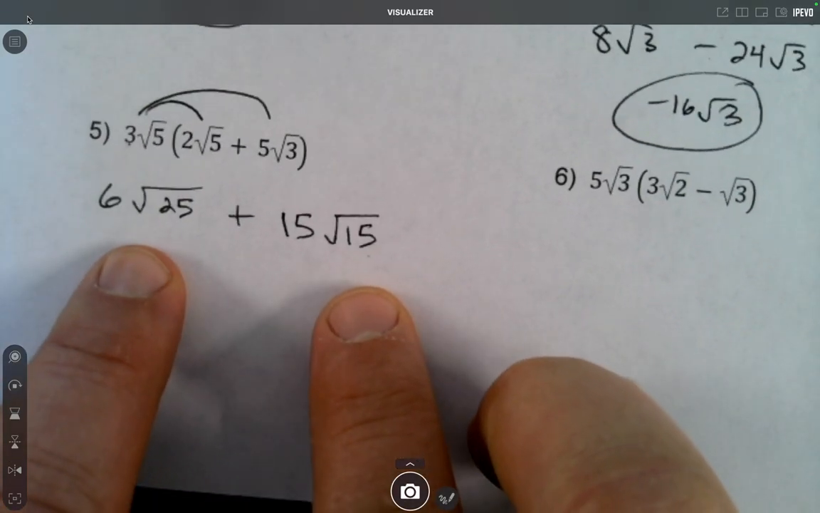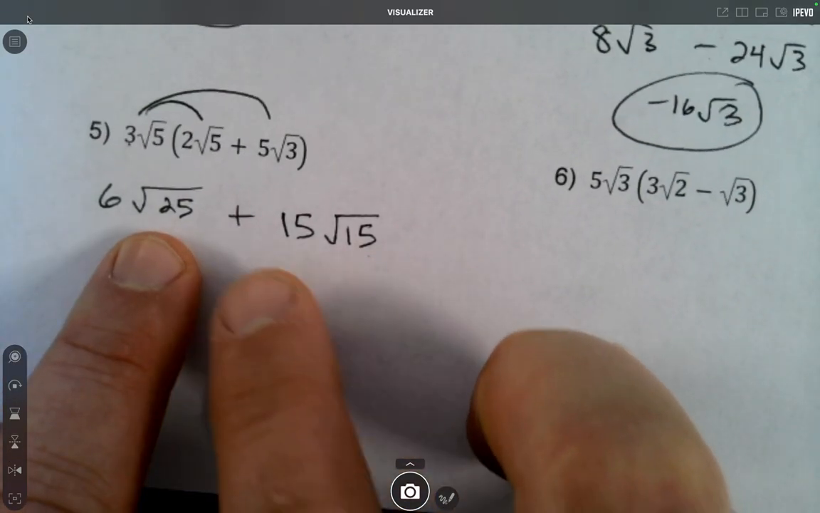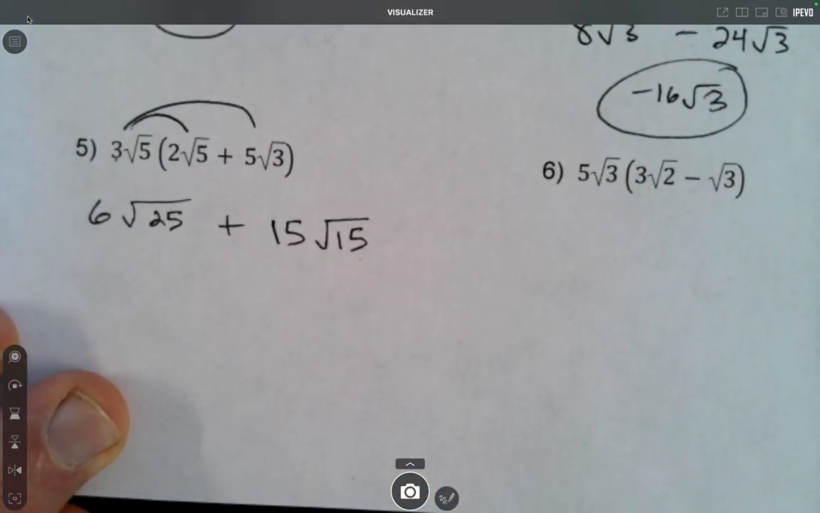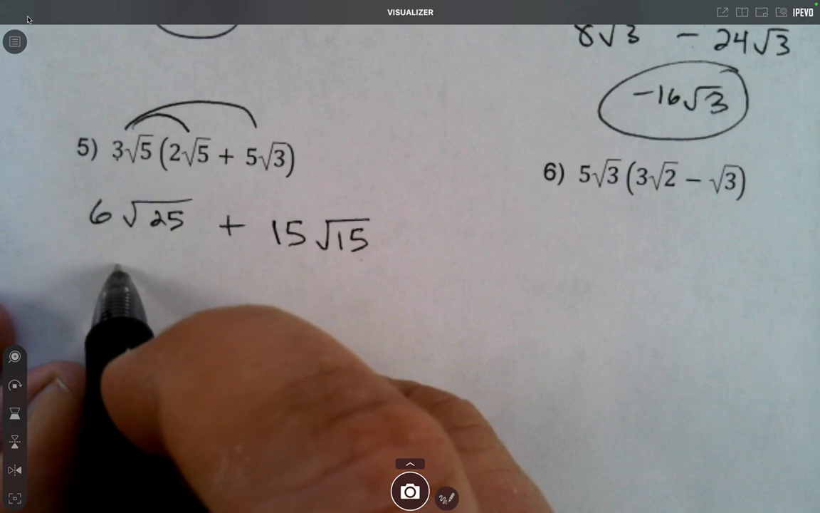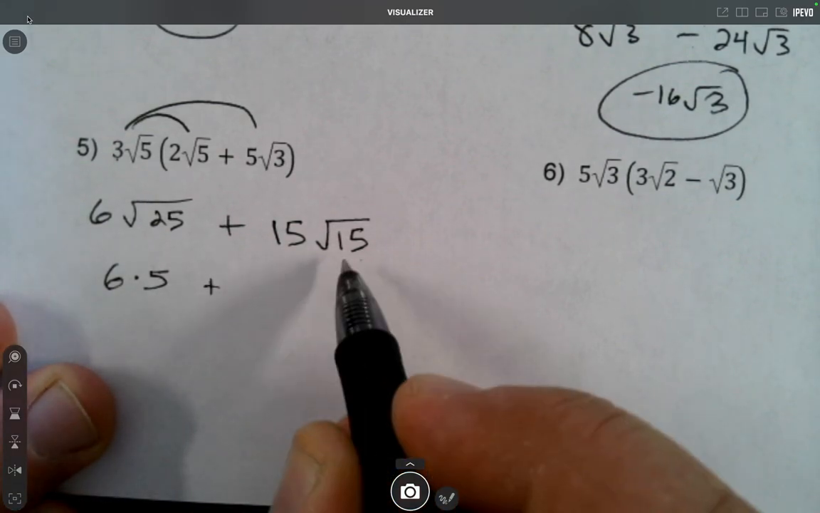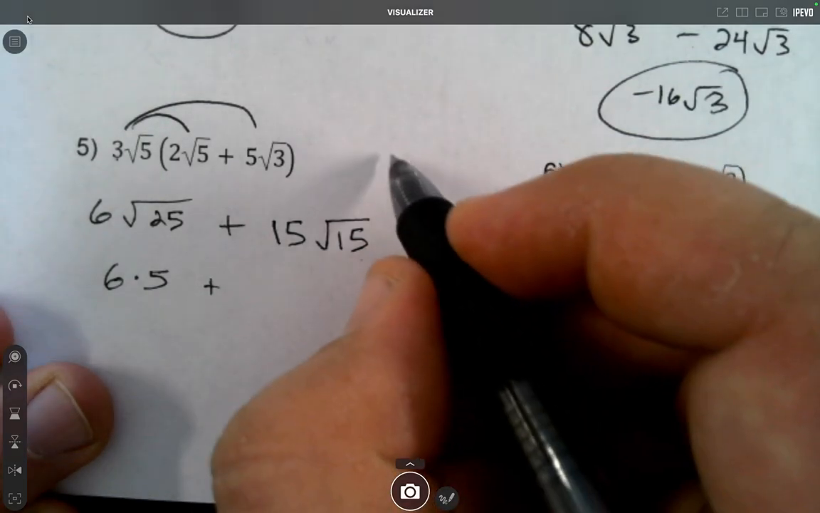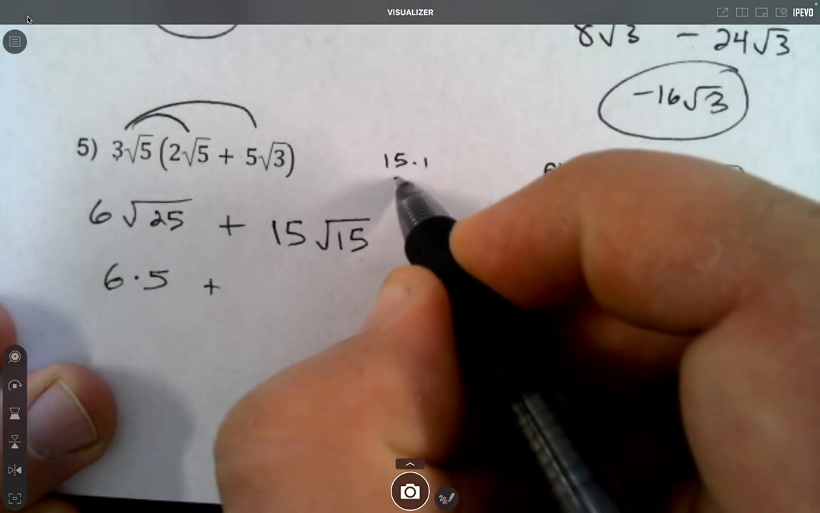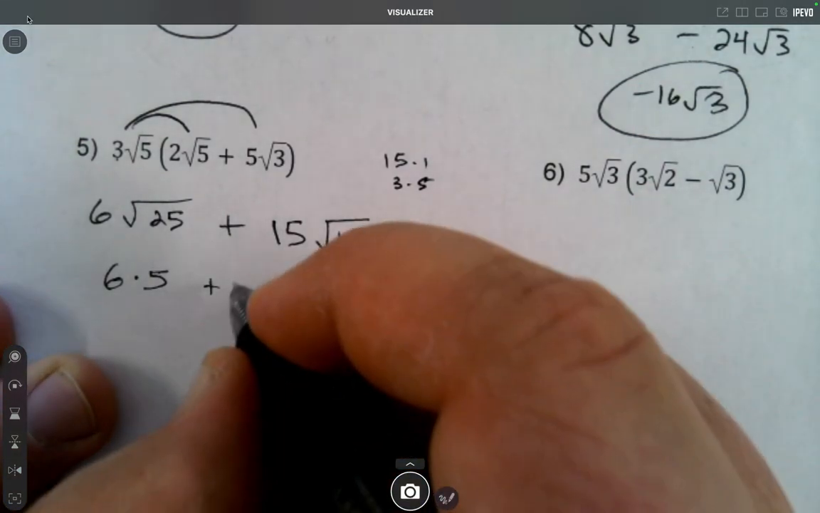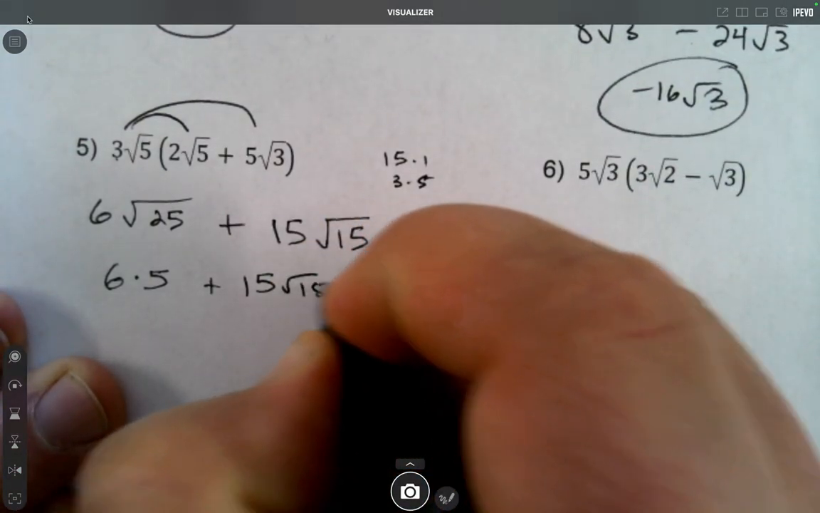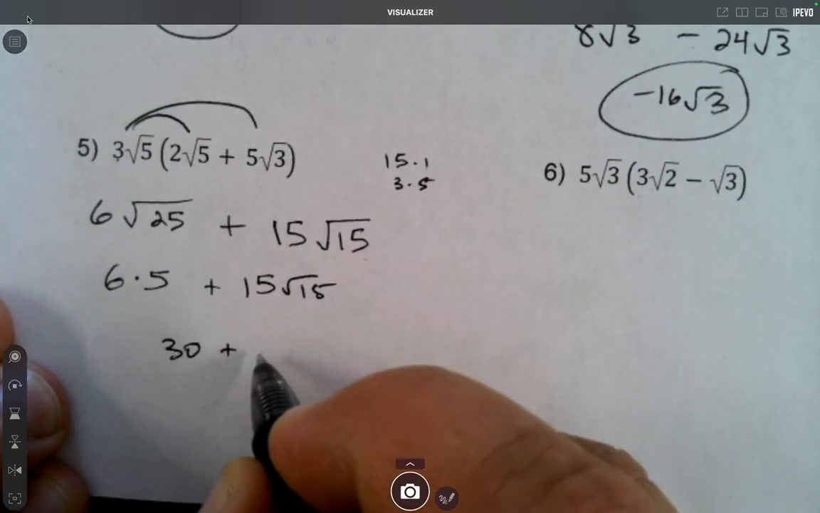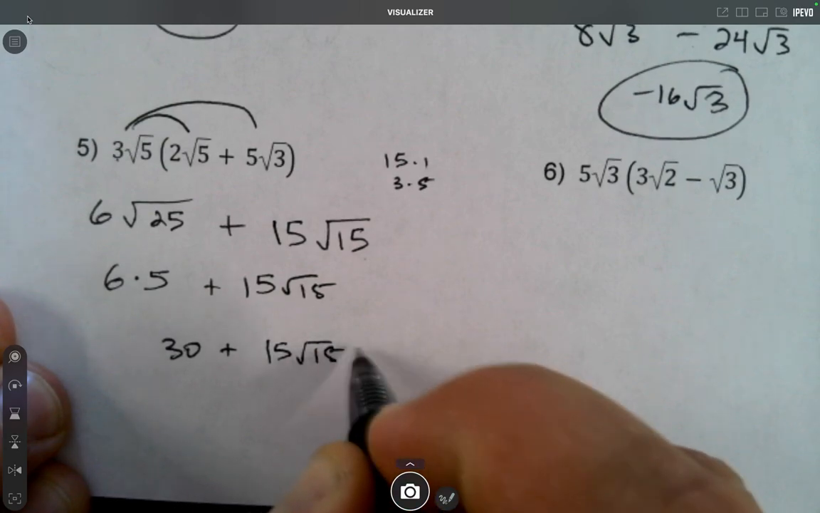Now these are not like radicals, so I cannot just add them together. But we need to see if there's anything that will let us reduce it. Well, if we see this right away, square root of 25, we know, because it's a perfect square, is 5. This cannot reduce, because the only factors it has are 15 and 1 and 3 and 5. Neither of those are perfect squares, so nothing will change on this one. So 6 times 5 is 30, but the second term gets left just the way it is.